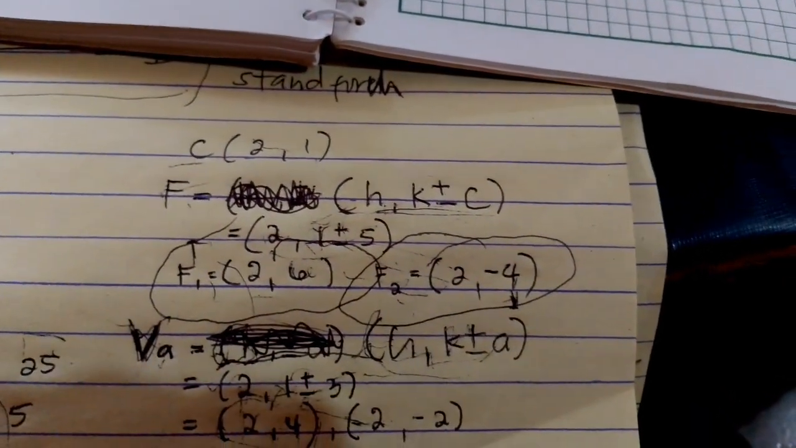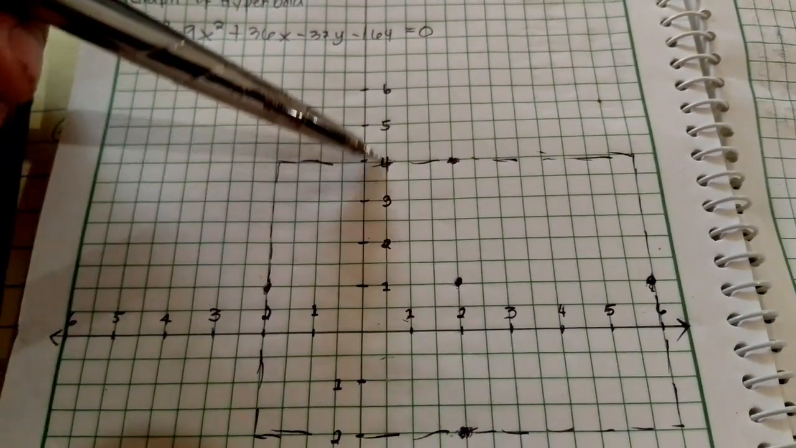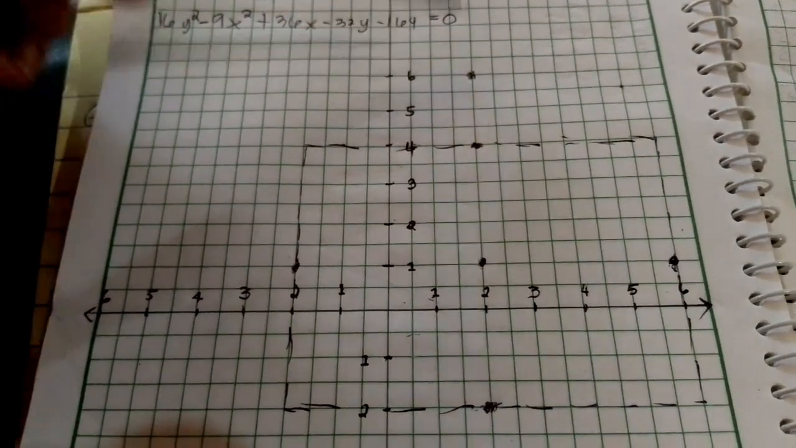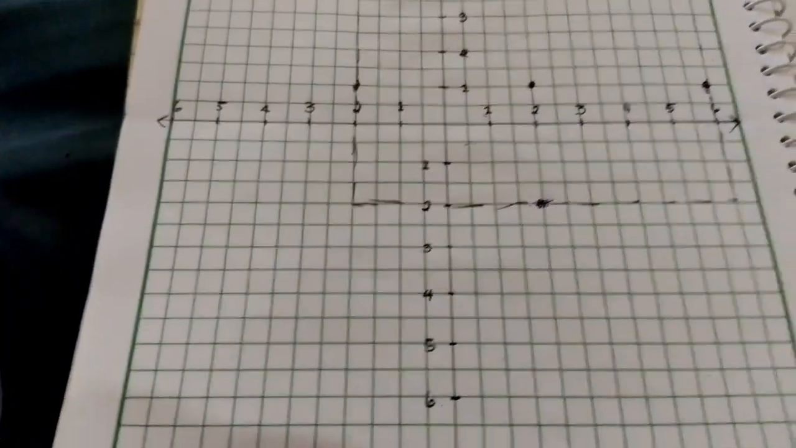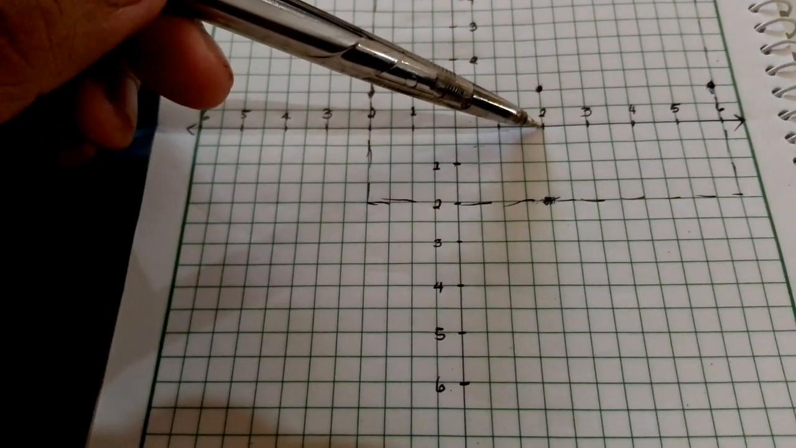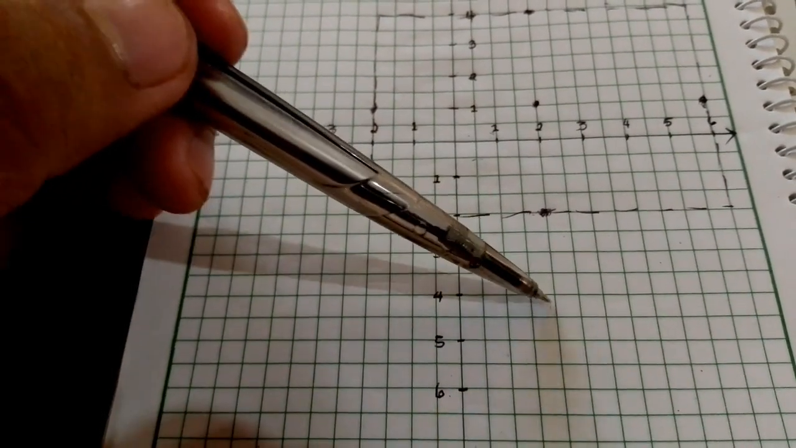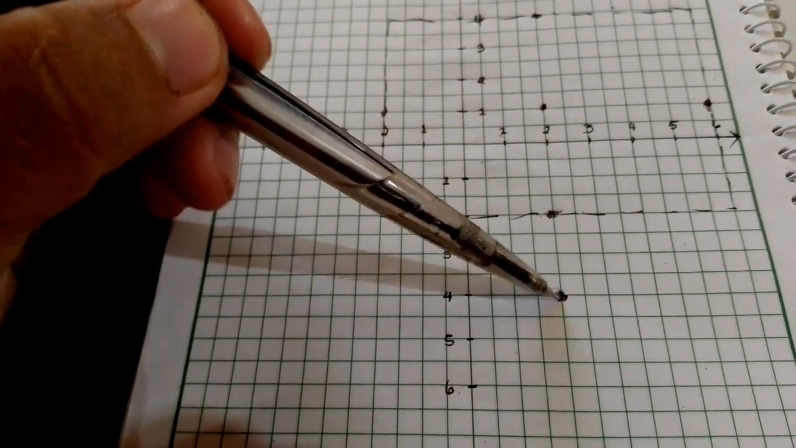So it starts from (2, 6). Back to the graph, 2, then 6. This is our focus. And the other one is (2, negative 4). Back to the graph, 2, then negative 4: 1, 2, 3, 4. That is our focus.